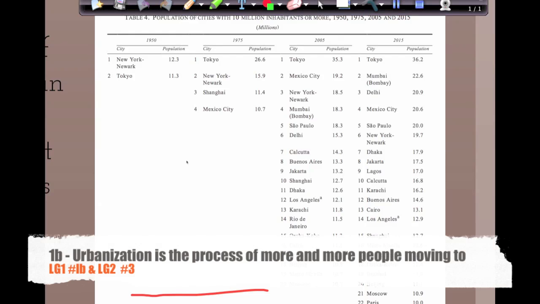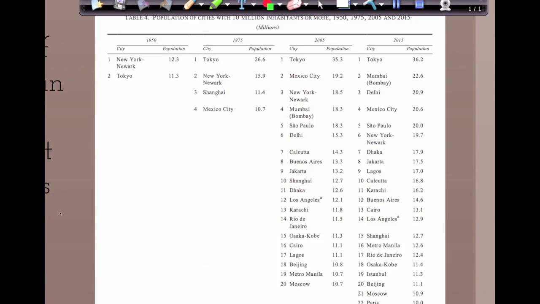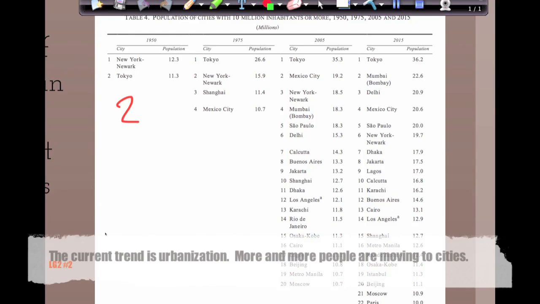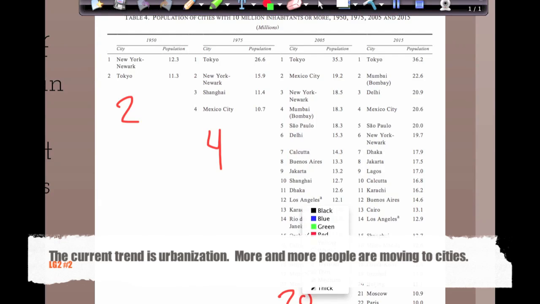And this shows you the number of urban areas over 10 million from 1950 to 1975. So basically just the size of how many mega cities were there throughout history. In 1950 we had 2 mega cities, New York and Tokyo. By 1975 we were up to 4, including Shanghai and Mexico City. All right, by 2005 that list had ballooned up to 20, and now it's up to 22. And that list is only going to get bigger and bigger and bigger. Cities are becoming larger as a part of urbanization.